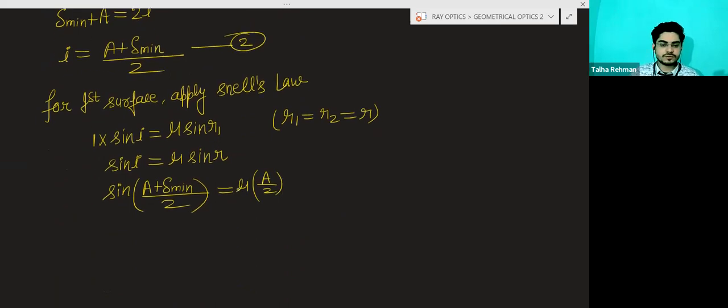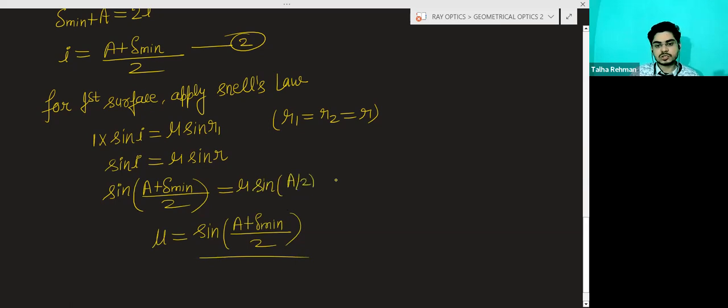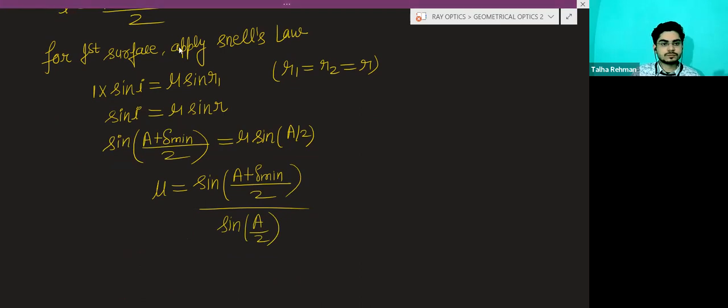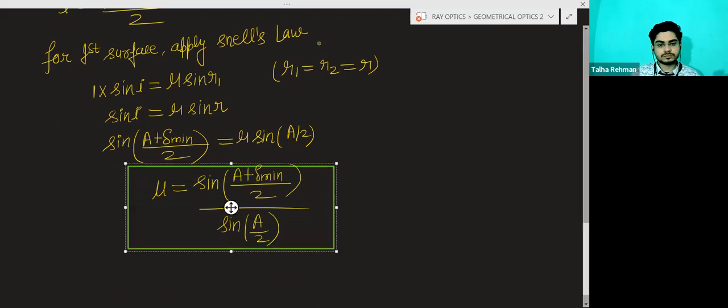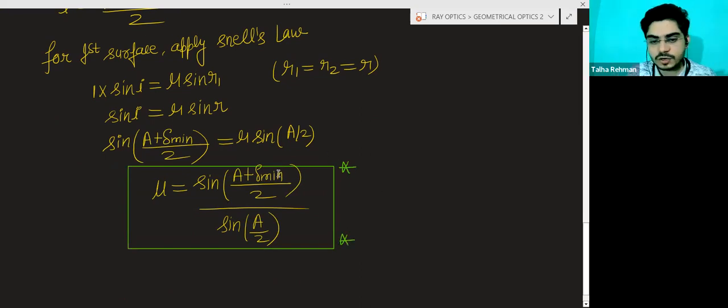From here you can find the refractive index of the prism, that is mu is equal to sine of A plus minimum angle of deviation divided by 2, divided by sine A by 2. So you will write sine of angle of prism divided by 2. So in examination, the minimum angle of deviation for the prism can be given, and the angle of prism can be given, and they can ask you to find out the refractive index of the prism.